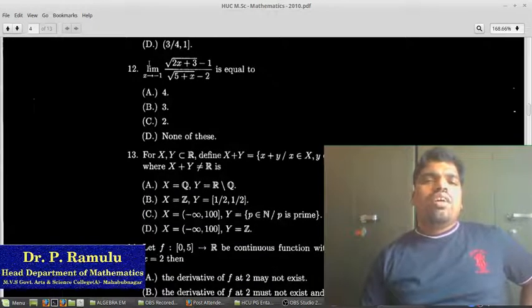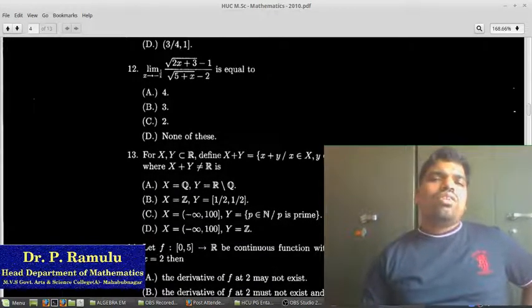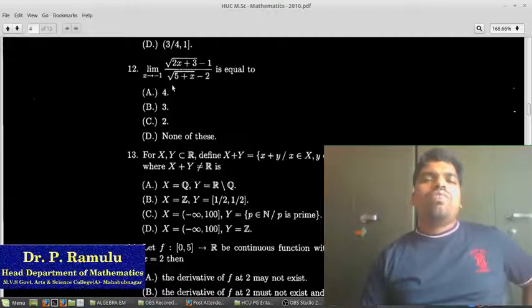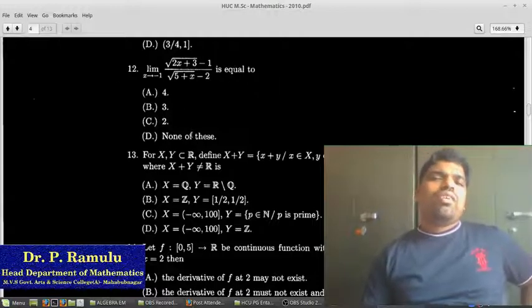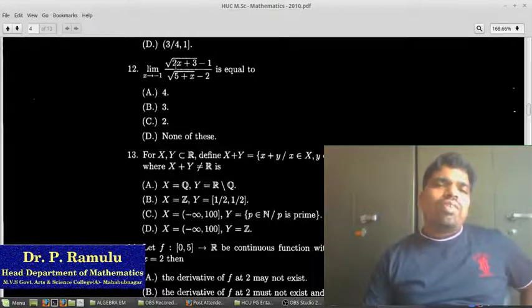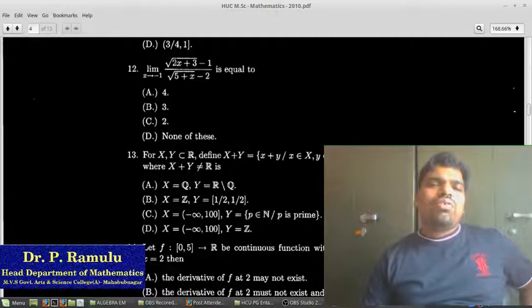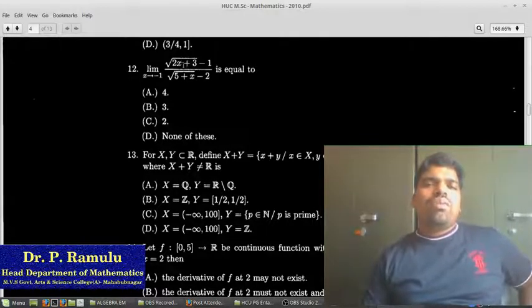So, limit of x tends to minus 1 of root 2x plus 3 minus 1 by root 5 plus x minus 2 is equal to which of this form? If I apply x equal to minus 1 here, what happened? 2 into minus 1 equal to minus 2 plus 3 that equal to 1. Root 1, 1 minus 1 equal to 0. Here 5 minus 1 is 4, root 4 that equal to 2, 2 minus 2 equal to 0.